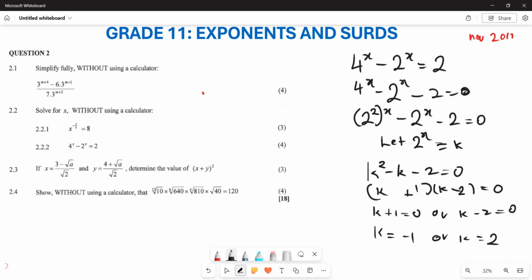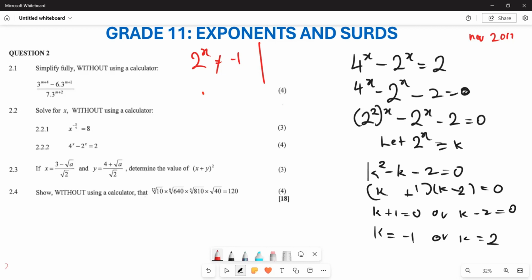Remember, you are not solving for K, but you're solving for X. So let's just write this one in here. Now, when there is K, you write the answer that you got. So this is going to be 2 to the power of X is equal to negative 1. Now, you know that there is no solution that you can use to solve this one. So there's going to be no solution for that one.